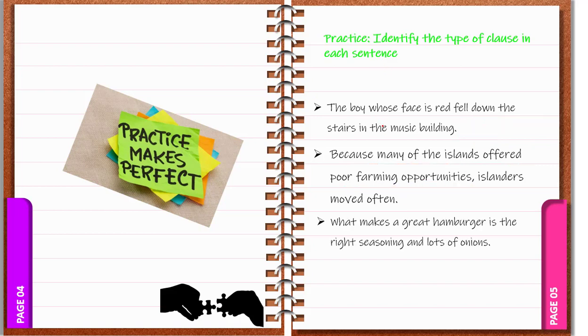Now, in our first sentence here, whose face is red is our clause, and it's an adjective clause. In our next sentence, because many of the islands offered poor farming opportunities is our clause, and it is an adverb clause. In our third example, what makes a great hamburger is our clause, and it's a noun clause.